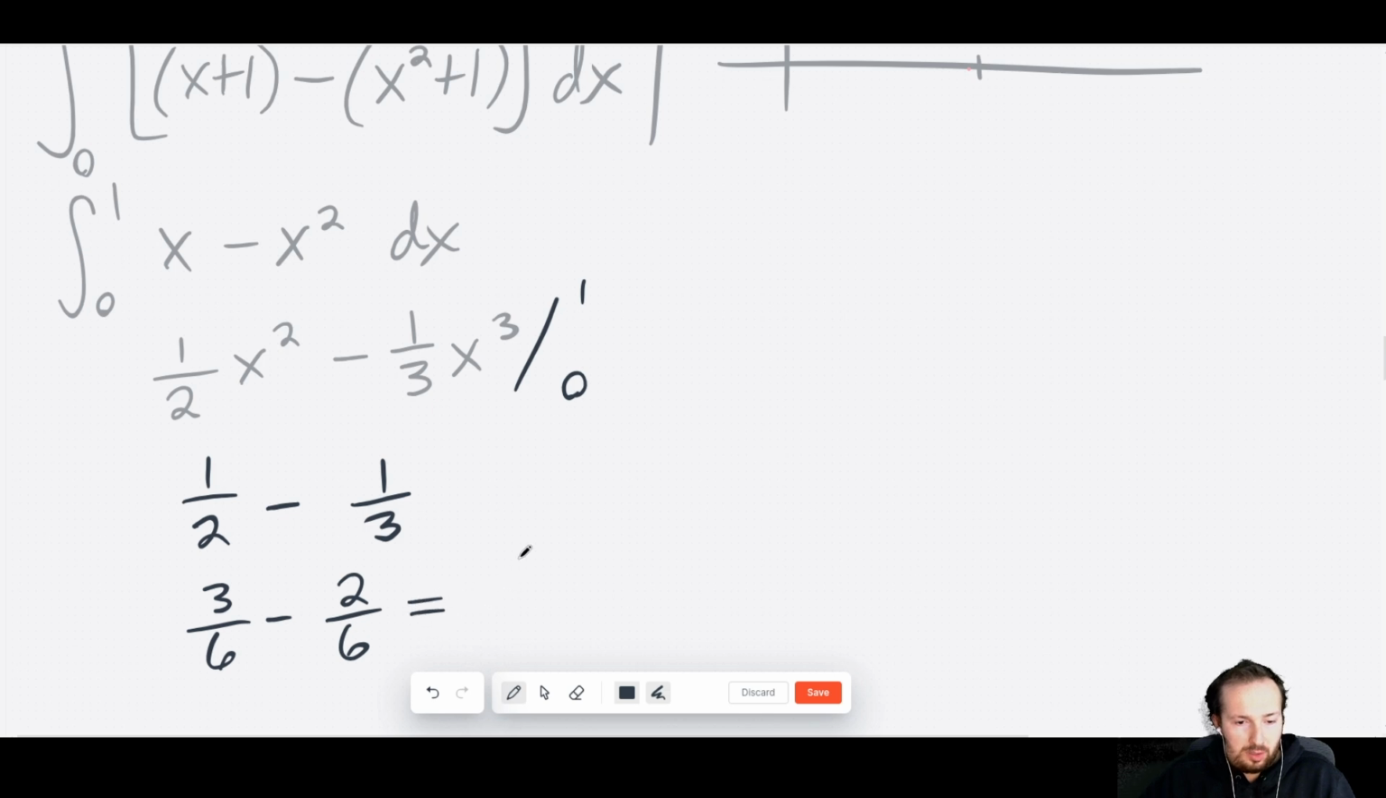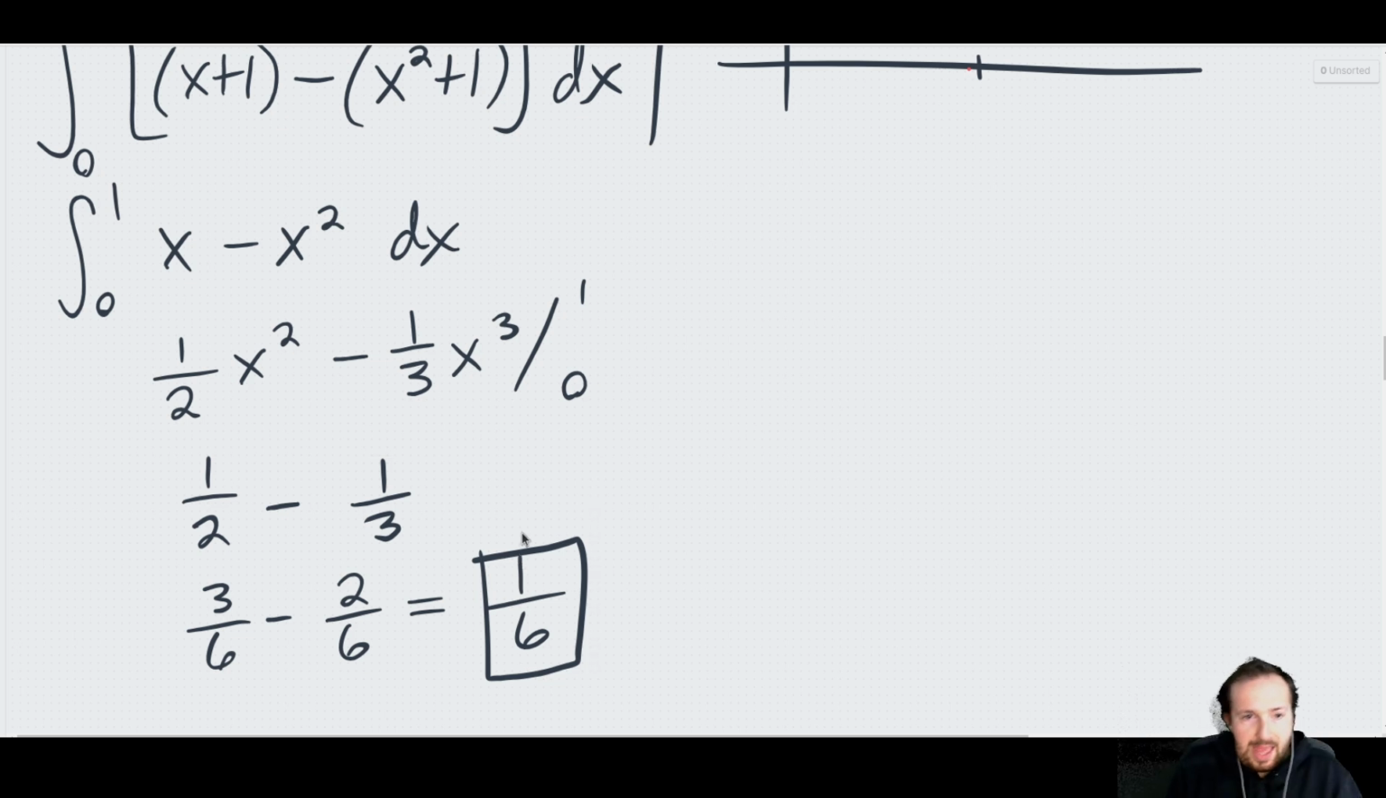3/6 minus 2/6 is 1/6. So there you go. That's kind of the idea. And now let me pull up another visual so that we can show what this actually looks like.